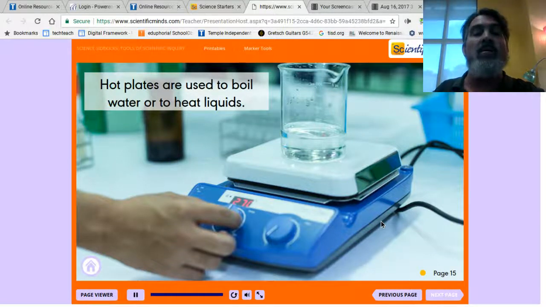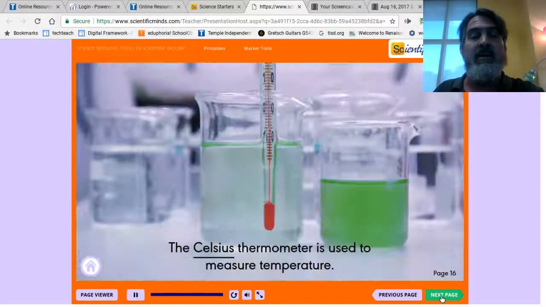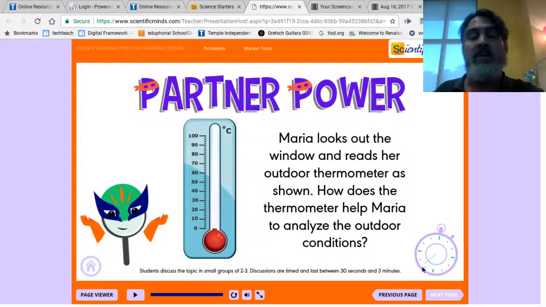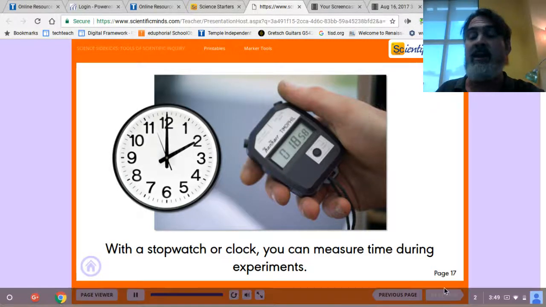Hot plates are used to boil water or to heat liquids. Only use these with the permission or supervision of your teacher. So you could actually burn yourself on one of these. We're going to be using hot plates to evaporate water later on in the year. The Celsius thermometer is used to measure temperature. With the stopwatch or clock, you can measure time during experiments.